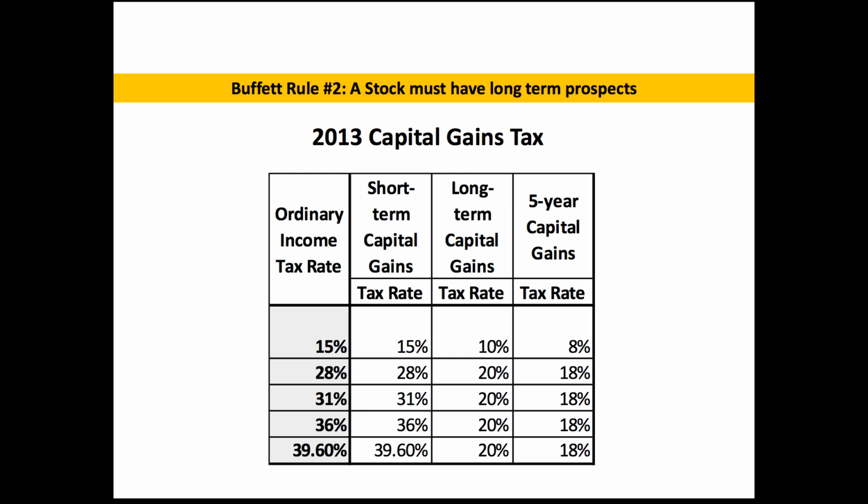Now, for that scenario that I described where you made $10 on a company in a 6-month period, depending on what ordinary income tax bracket you're in, let's just assume you're in the lowest one, which is 15%. So you would pay 15% taxes on that gain. Now, if you would have held the business for over a year, you would have been in the 10% tax bracket. And if you held it for over 5 years, you would have been in the 8% tax bracket.